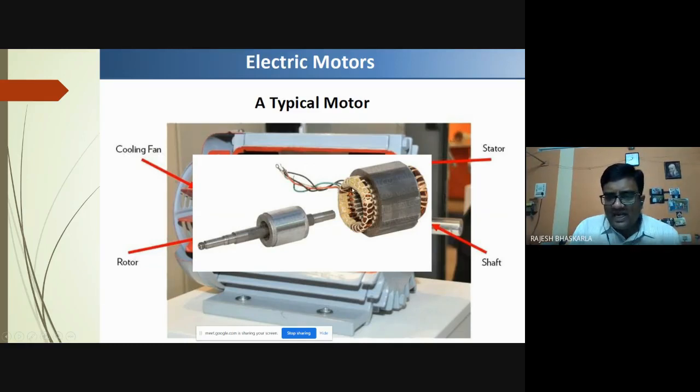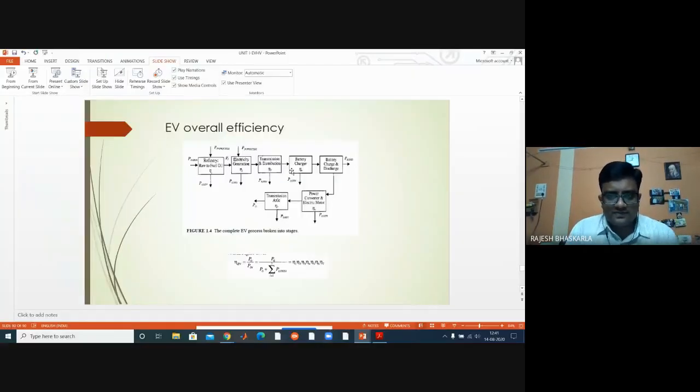Is this clear? And the windings are done here. And if it's a DC motor, you will be observing only 2 wires here. If it is a 3-phase motor, you will be observing 6 terminals here.